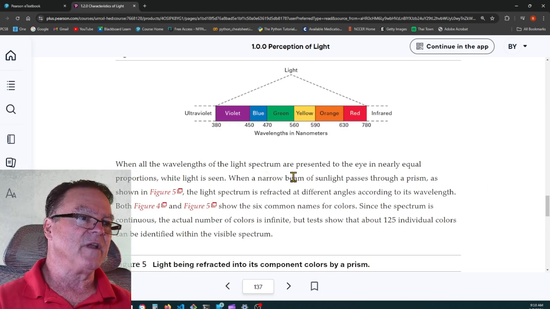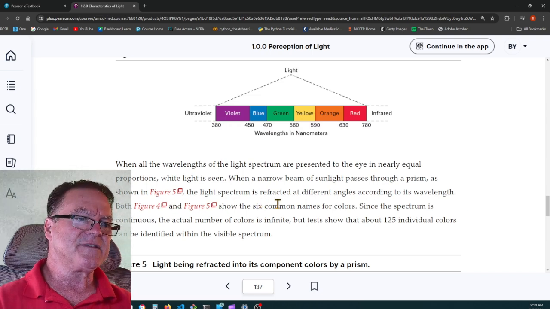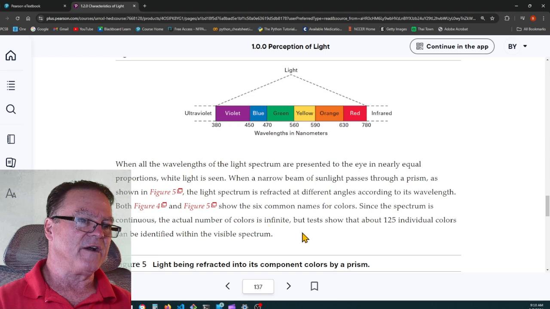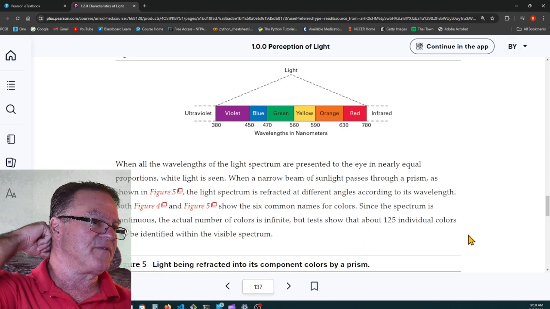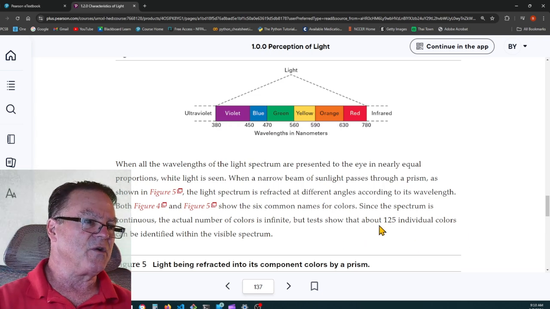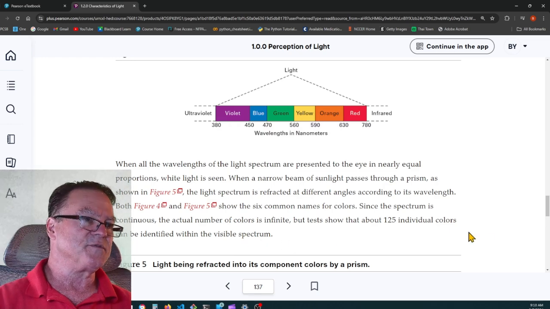When all the wavelengths of light of the spectrum are presented to the eye in nearly equal portions, white light is seen. When a narrow beam of sunlight passes through a prism, as shown in Figure 5, the light spectrum is refracted at different angles according to its wavelength. Both Figure 4 and Figure 5 show the 6 common names for colors. Since the spectrum is continuous, the actual number of colors is infinite, but tests show that about 125 individual colors can be identified within the visible spectrum.